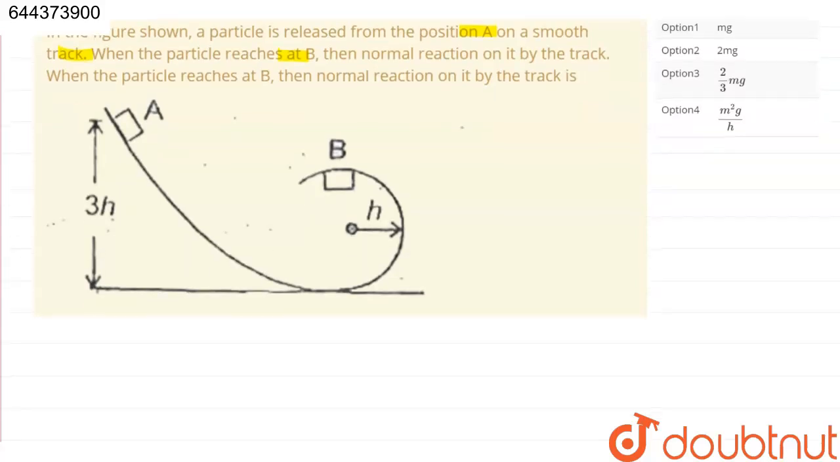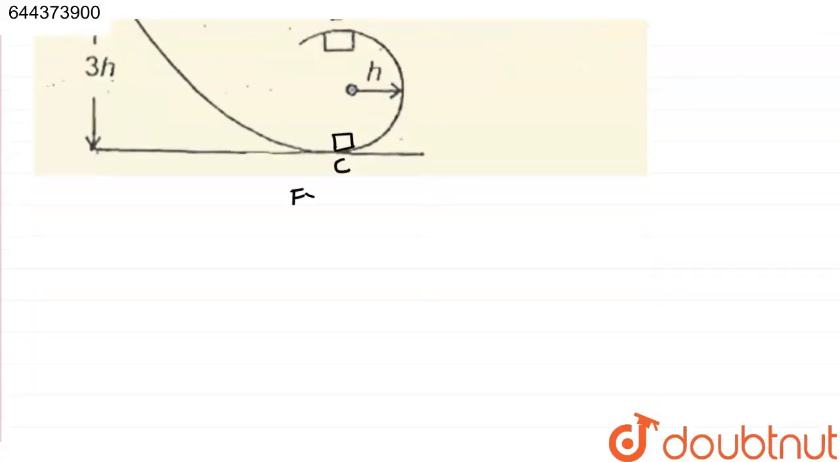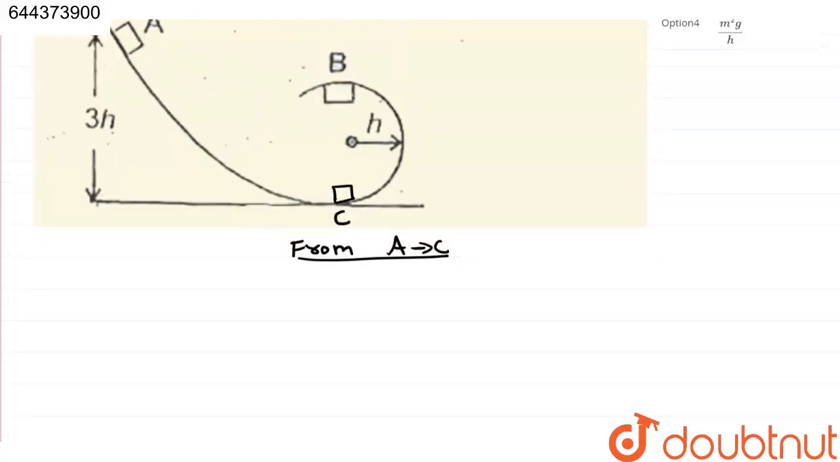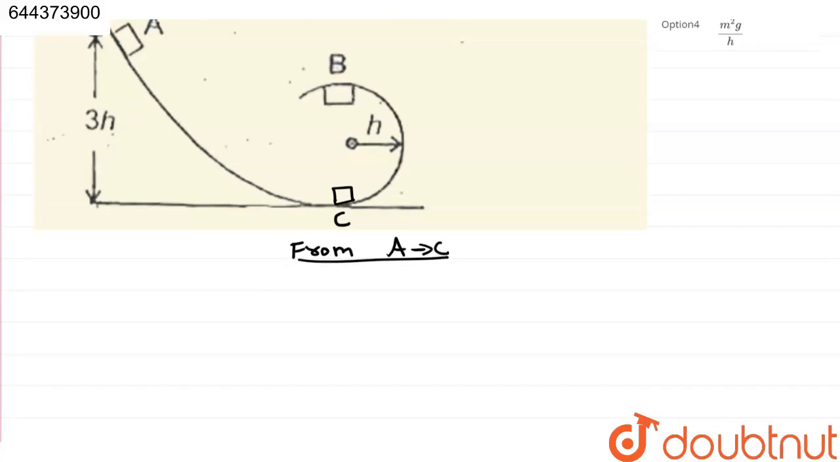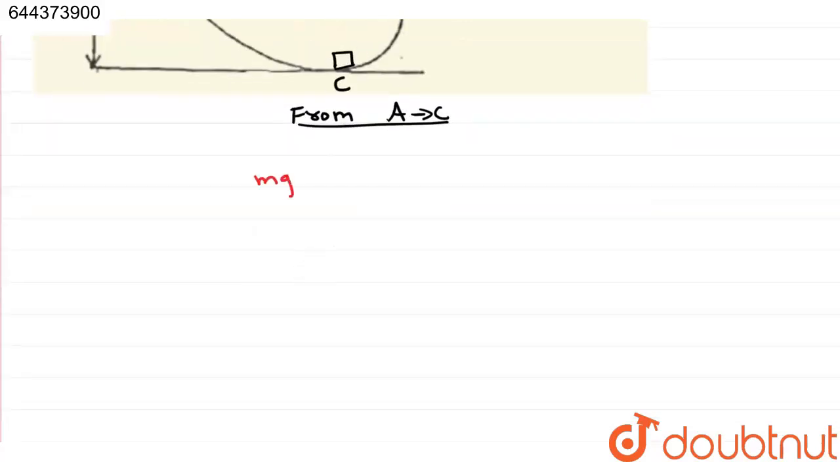Now, if it has been released from A, at some moment, suppose it has reached, suppose this is point C. Then from A to C, when we apply the work energy theorem, work done by mg, that is mg into 3h, is equal to change in kinetic energy, because we are applying the work energy theorem.